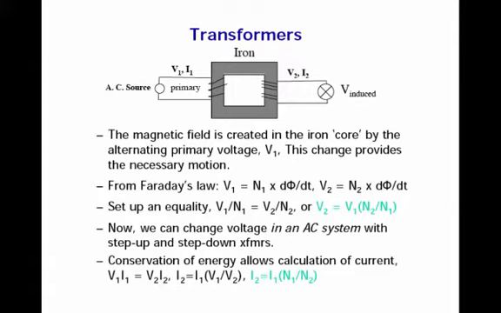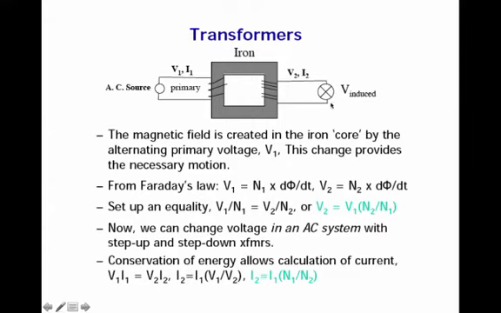This creates the need for transformers because we can't generate electricity at 500,000 volts, and we can't use electricity in our houses at 500,000 volts. So we have to be able to step the voltage up to transmit it and then step it back down. This requires the use of a transformer. So how do transformers work?